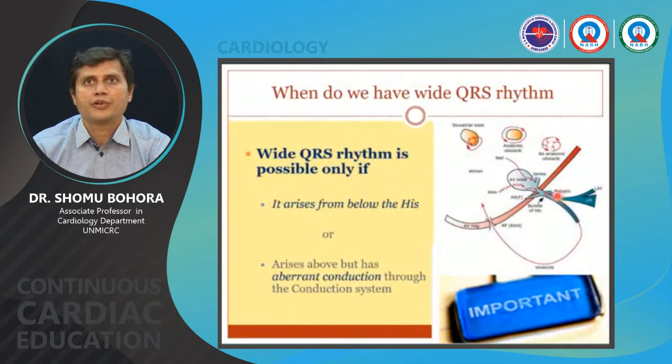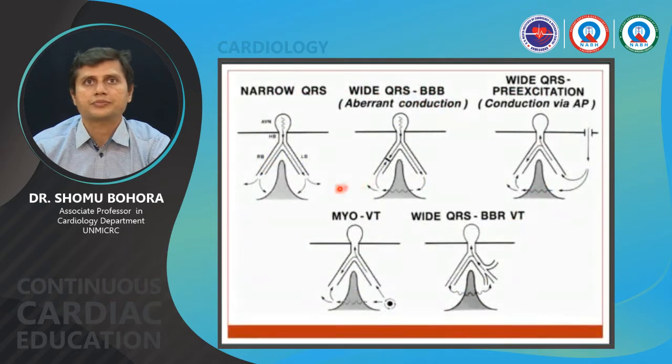It can be for any tachycardia which arises below the His-Purkinje system, or even if it arises above the His-Purkinje system, when it conducts with aberrancy, it can have a broad complex rhythm. So a narrow complex is only possible if the impulse arises from above the AV node and the His-Purkinje system and conducts normally through the conduction system. While a broad complex rhythm can be because of various causes.